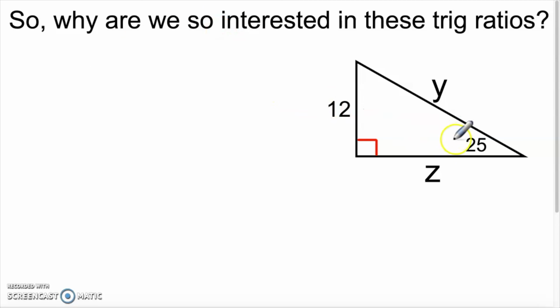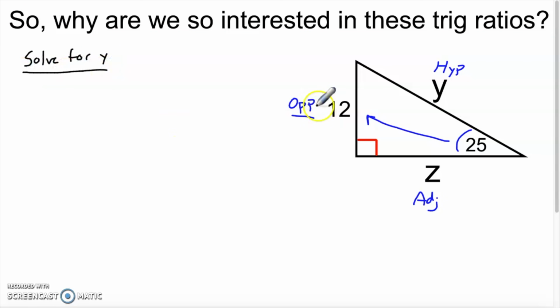So let's first begin by finding our angle and looking across from it, denoting the opposite side in the triangle. Then this is the hypotenuse across from the 90, and this one, of course, is the adjacent. So let's say we're going to go after y first. We have the opposite side. If we're going after y, then we want the hypotenuse. With an opposite and a hypotenuse, we can use sine. Sine is the opposite over hypotenuse. So the sine of 25 is opposite 12 over hypotenuse y.